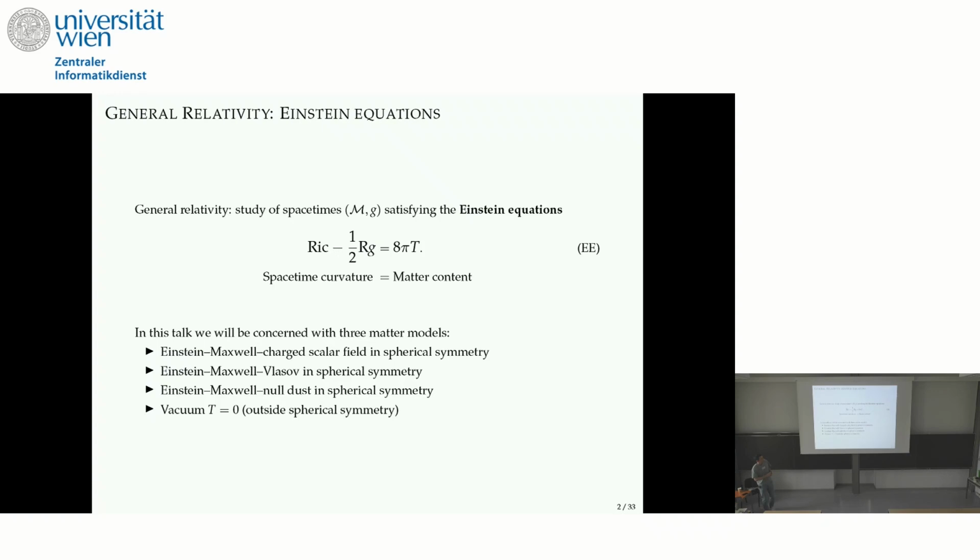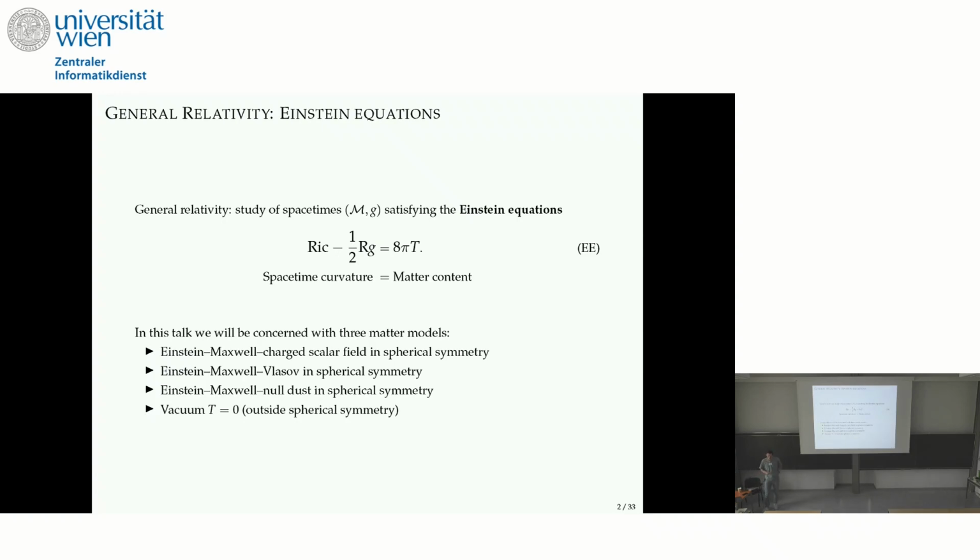In my talk today, I will look at three or four matter models, depending on whether you count vacuum as a matter model: namely the Einstein-Maxwell charged scalar field system, which we have already seen, the Einstein-Maxwell-Vlasov system in spherical symmetry, and also the Einstein-Maxwell null dust system in spherical symmetry. There's also a certain way in which those approximate each other, and some of these approximations will also feature in the talk. And maybe lastly, also vacuum.